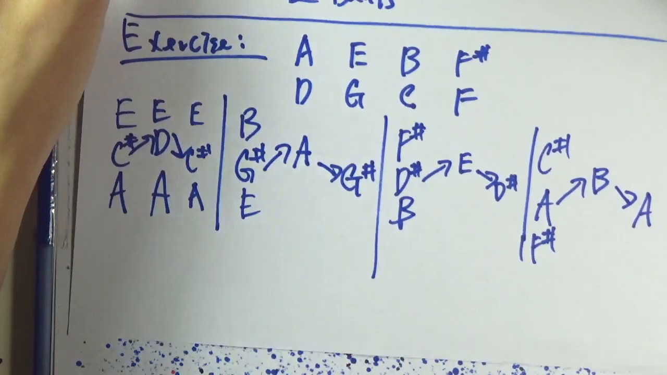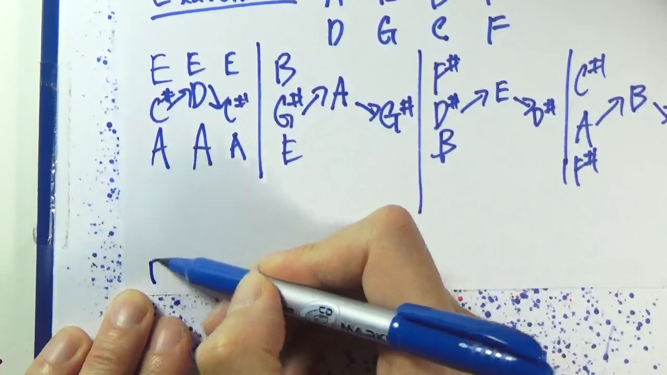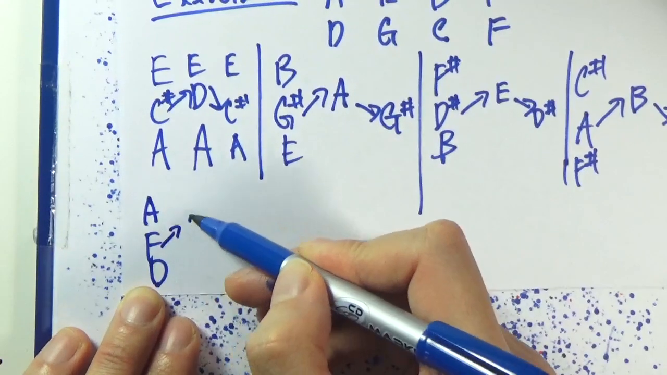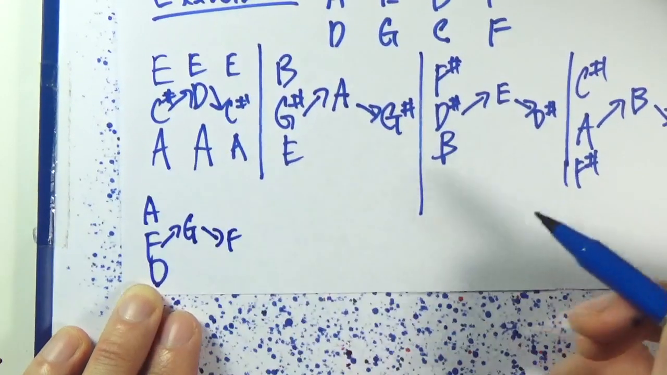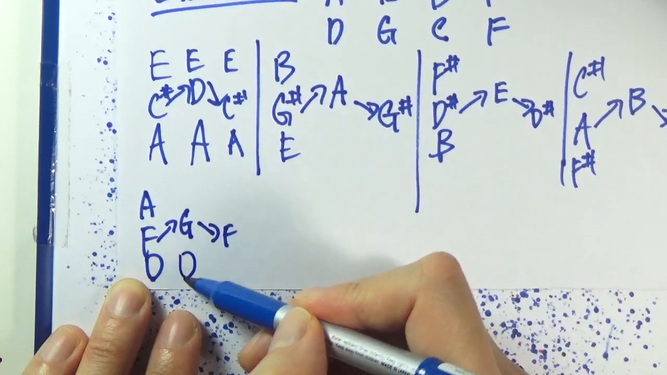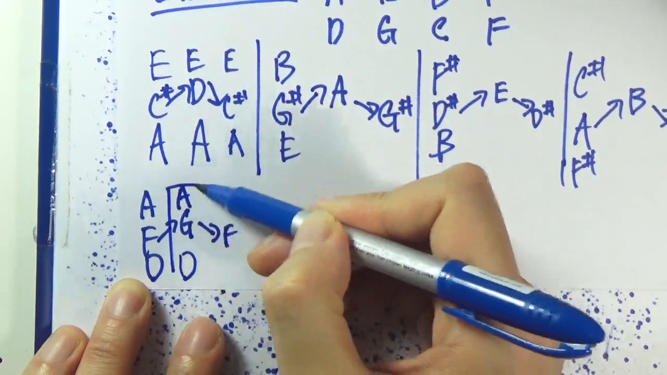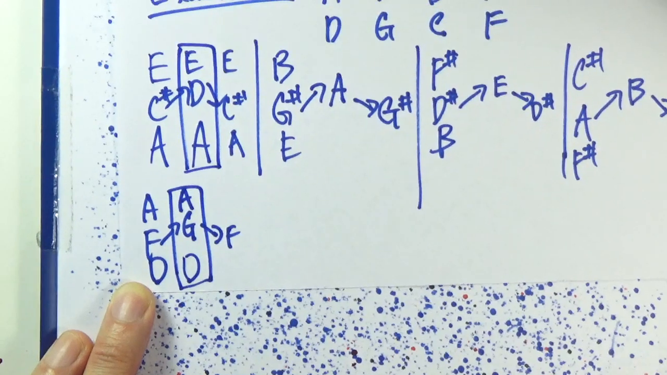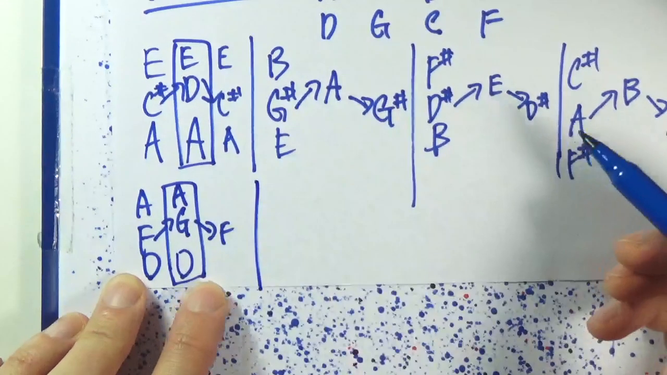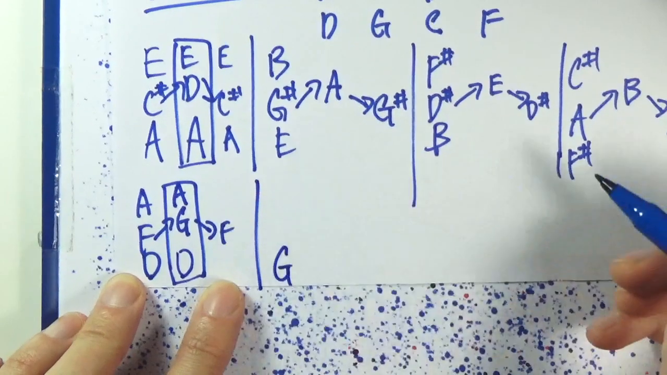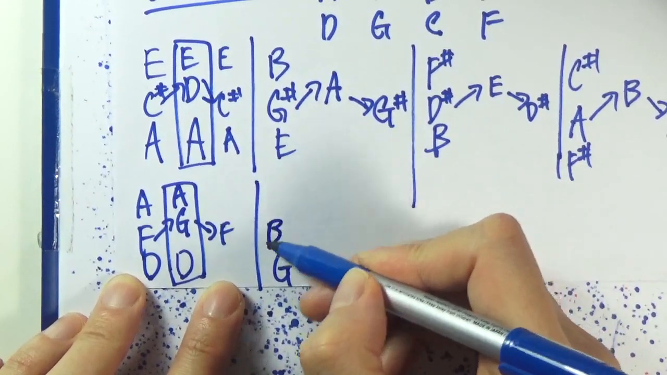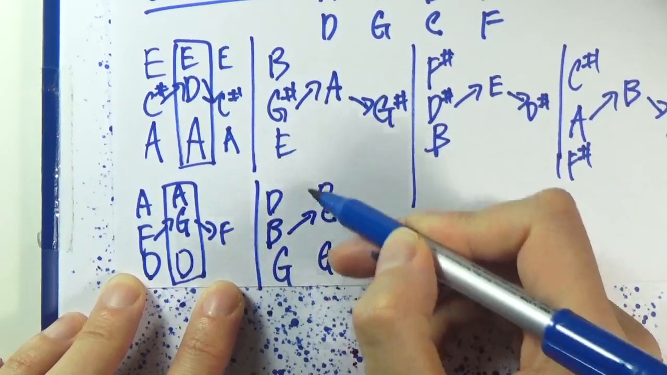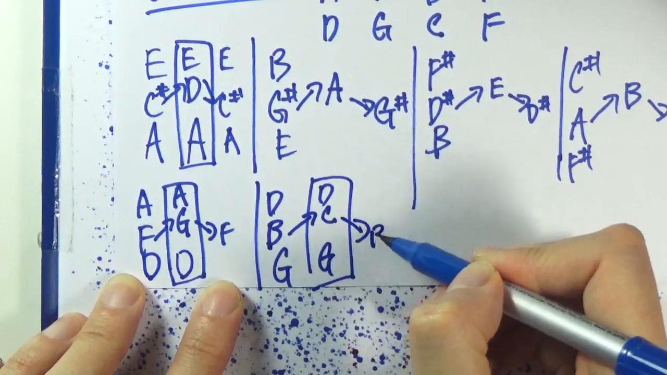Let's go to D. So D, let's do minor. D, F, A. So F becomes G, back to F. So just in case, this is the Sus4 chord. And G, B, D. Let's do major. B goes to C. So that's the Sus4 chord, back to B.